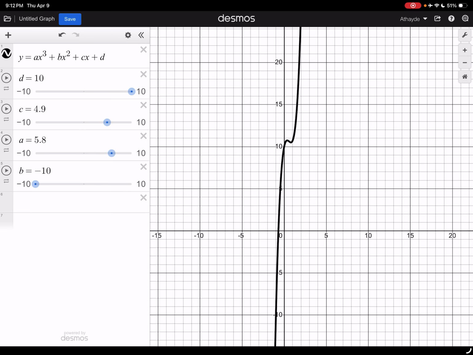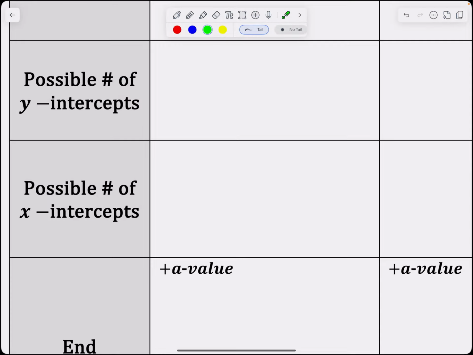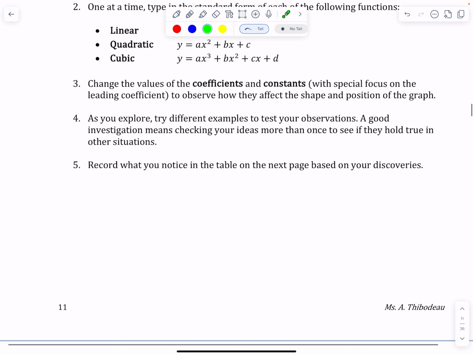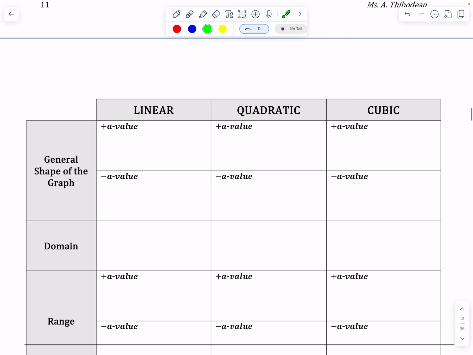But really be rigorous with this. You want to try lots of different examples to test your observations. And that's written right here. So it means checking your ideas more than once, not just seeing what happens the one time and saying, yep, that's going to happen every time, but seeing if it holds true in other situations. If you have a positive a value and a negative b value, or negative for both, or the other way around, but always recording what you notice, and whatever you think is happening, does it hold up to scrutiny? And that's what you're going to try and document on this next page for all of those.